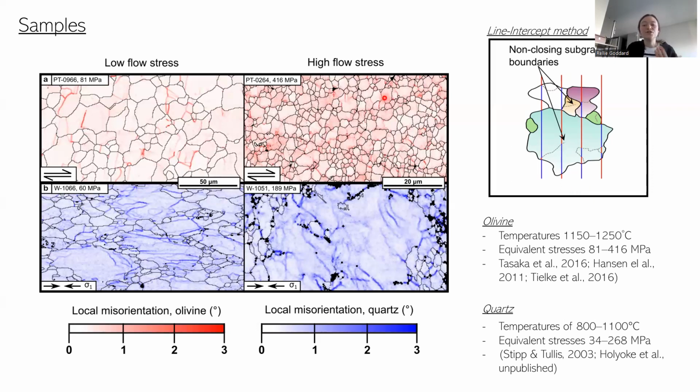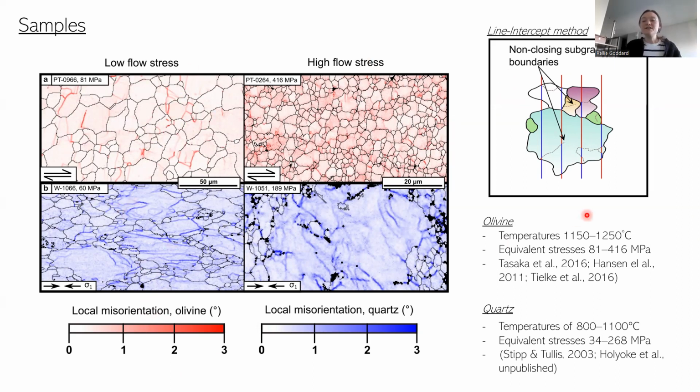So in this case, we chose olivine and quartz because they're the most abundant minerals in the continental crust and oceanic crust, respectively. And you can see here these local misorientation maps in olivine in red and in quartz in blue. Again, the black boundaries show grain boundaries, and all of these concentrations of color are showing you subgrain boundaries with misorientations of anything over 3 degrees.